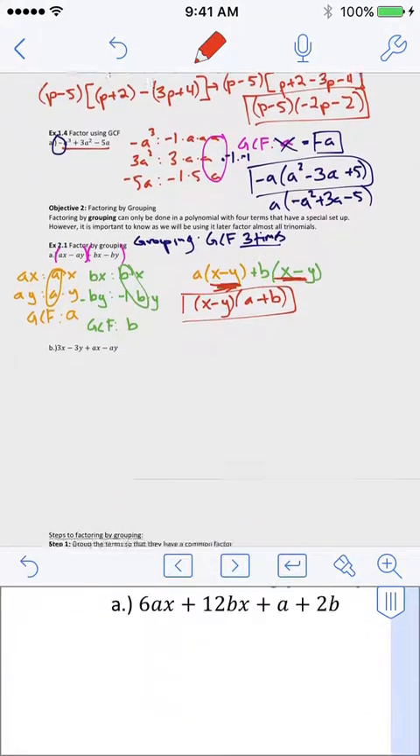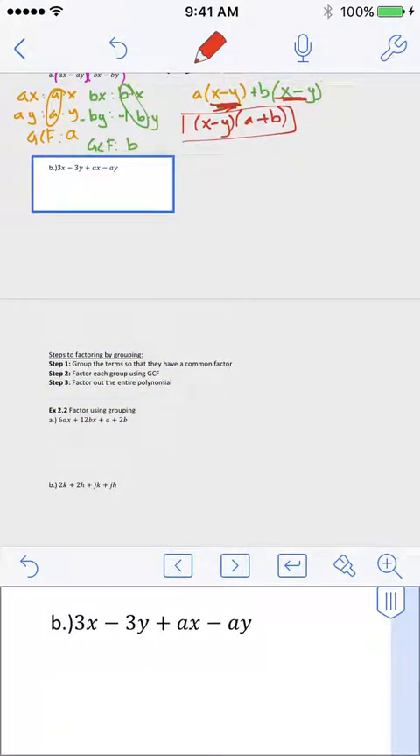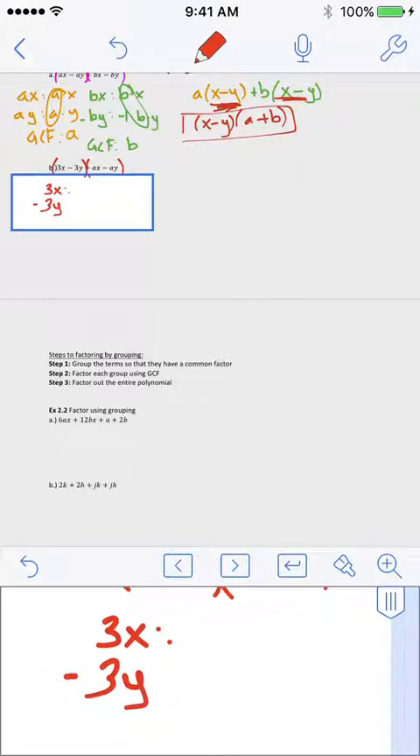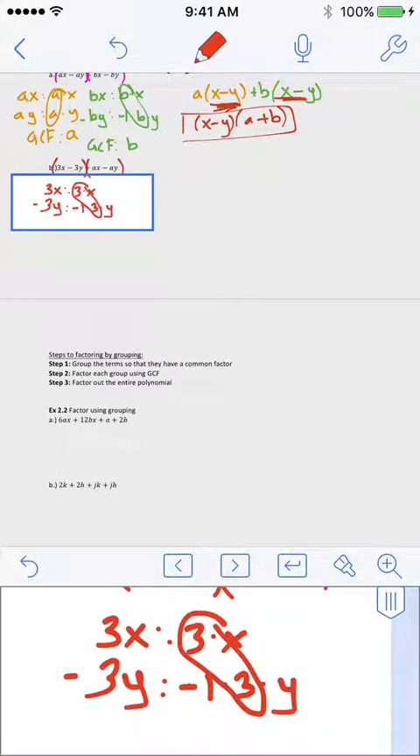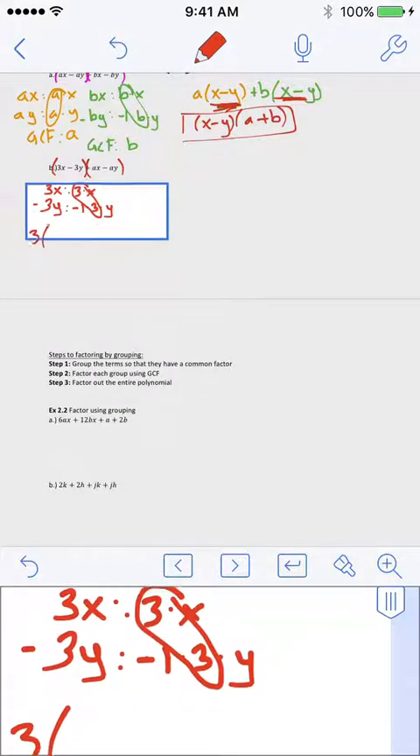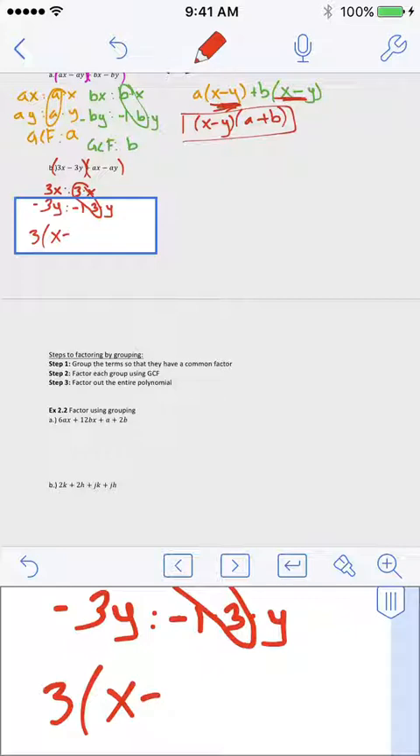Alright, let's try it again. Something very similar, right? So we can make two groups. We have 3x and negative 3y. So we got 3 times x, and negative 1 times 3 times y. What they have in common is a positive 3. So we'll take out a 3 and we're left with x minus y.